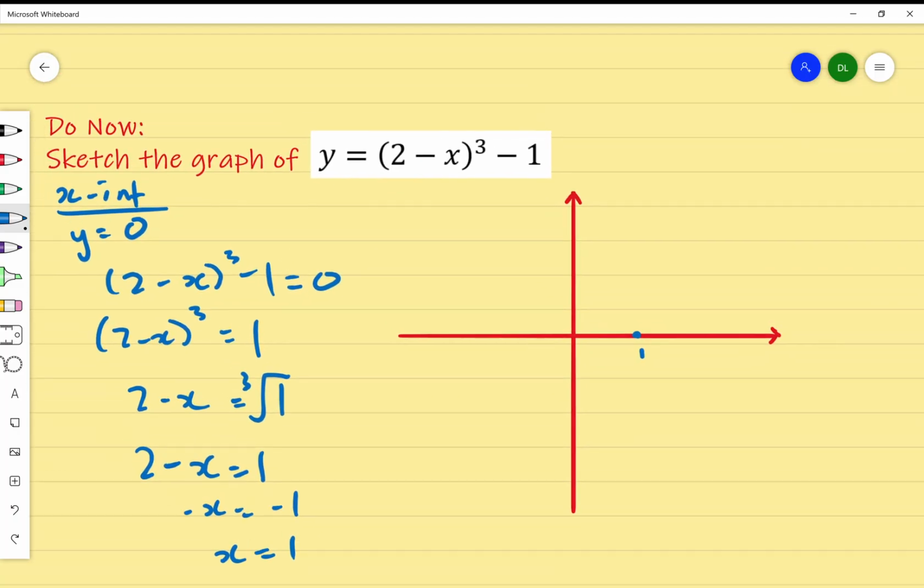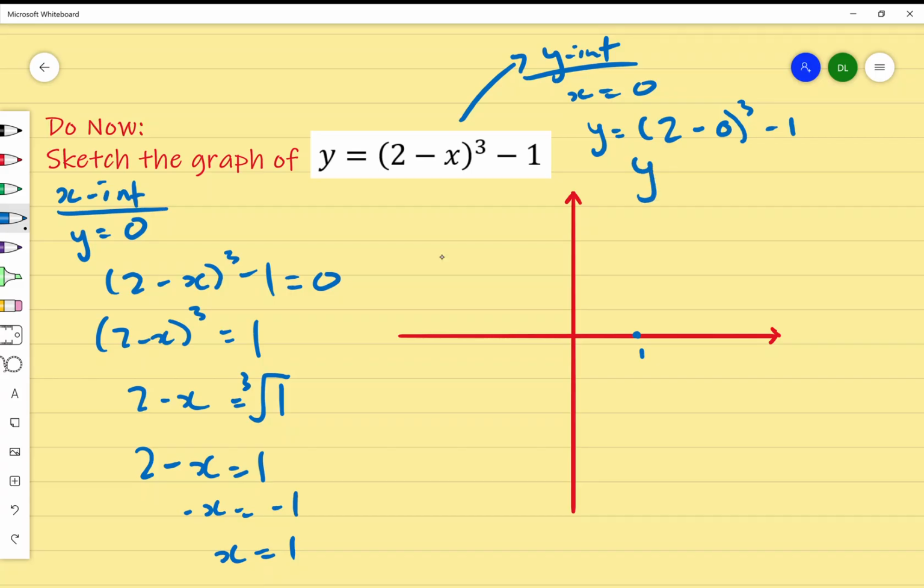To find my y-intercept, what do I have to do? Thank you very much. For the y-intercept, I let x equal 0. So I get y equals (2 minus 0) cubed minus 1. Y equals 2 cubed minus 1. What's 2 cubed? 8, minus 1 gives us 7. Thank you very much. So I get a value, let's say up here, 7. Now, we have to try and figure out what the graph looks like. Normally, you would use your point of inflection form in order to find the point of inflection. However, this is an odd shape.